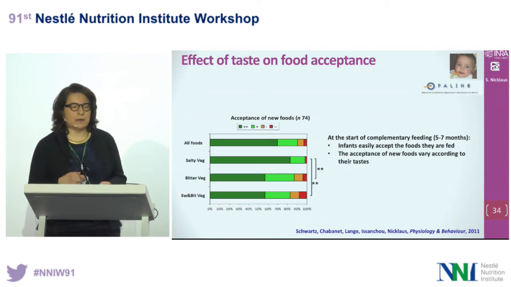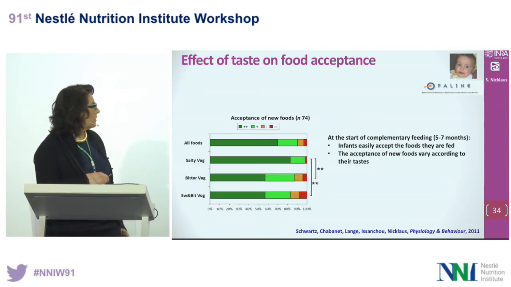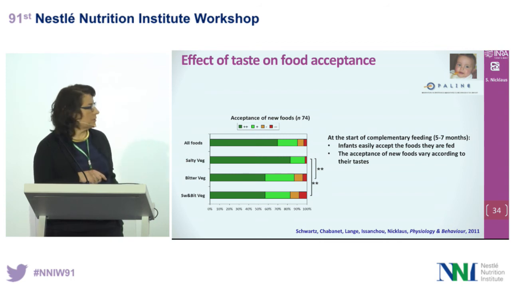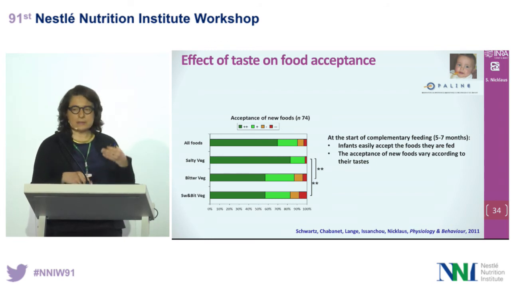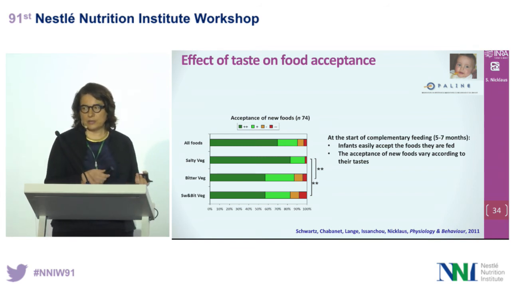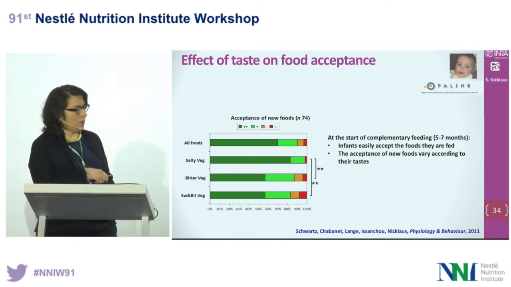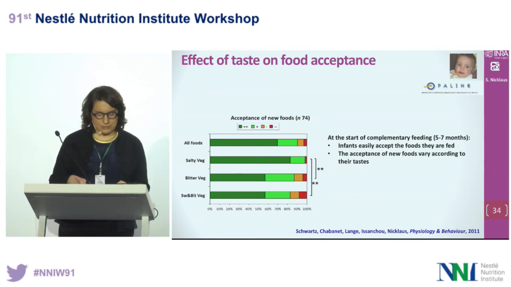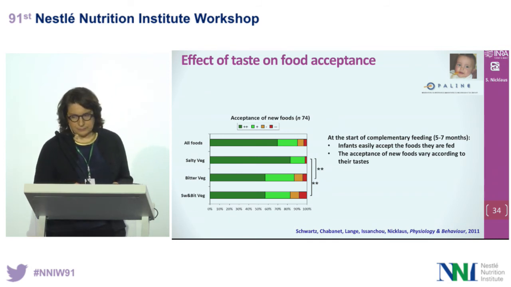And then when we break it down according to the taste of the food that is offered, we found that salty vegetables, that is, vegetables that either contain salt or salty ingredients, were more accepted than bitter vegetables or sweet and bitter vegetables. So children were sensitive enough to differentiate the taste of those foods, and they exhibited different reactions, leading to a bit lower positive reaction in this case. But it was still quite positive, so we cannot say that these foods were rejected. They were just a bit less liked.